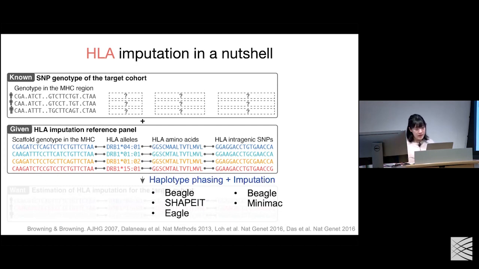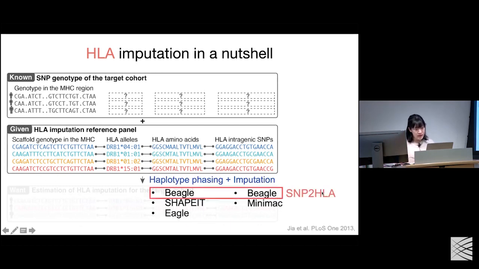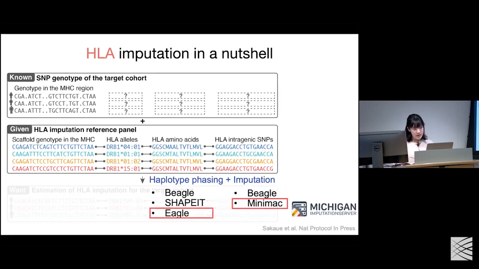And in this framework, our group has previously developed SNP2HLA software as one of the most popular HLA imputation software using BEAGLE as an imputation engine. But we have now implemented this using EAGLE and Minimac 4, which is a lot faster than BEAGLE and computationally scalable to hundreds of thousands of individuals, like biobank-scale data. Also, this implementation is freely available at Michigan Imputation Server, which is a publicly available web-based imputation server hosted by the University of Michigan and also our group, with the availability of the latest multi-ancestry HLA imputation panel. So I will also touch on this later in this session.